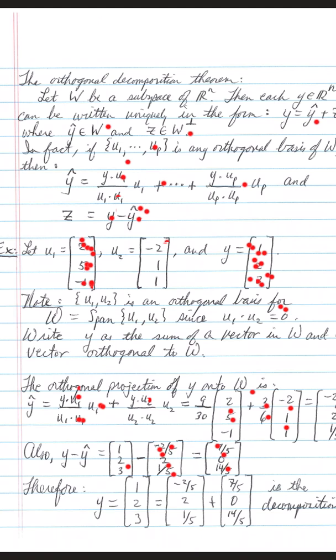Therefore, you can decompose vector y, which was 1, 2, 3. Now remember, let's go back to the top. We're going to decompose it as y hat plus z. Y hat was the hard part to calculate, so we have y hat plus z, which we just calculated here. And so y hat plus z is the way to decompose this vector.